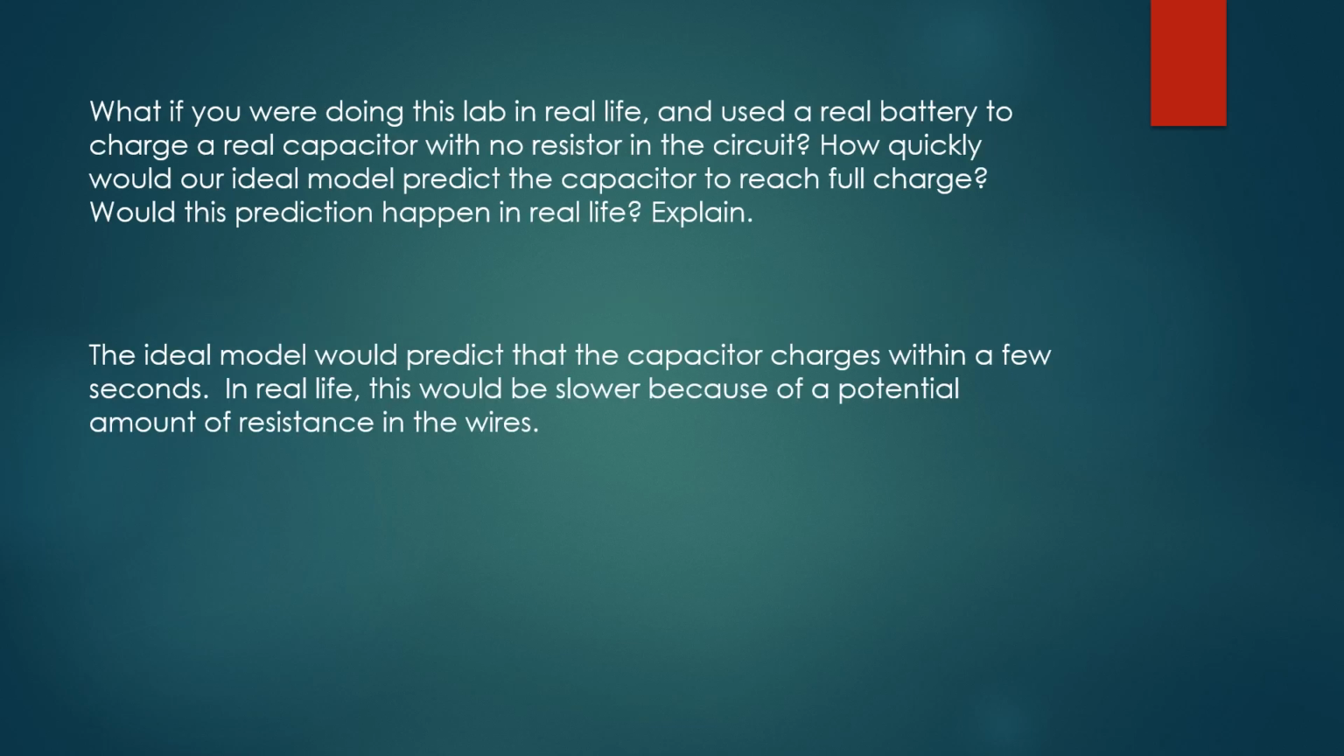Another question asked was, what if you were doing this lab in real life and used a real battery to charge a real capacitor with no resistor in the circuit? How quickly would our ideal model predict the capacitor to reach full charge? Would this prediction happen in real life? Explain. So the ideal model would predict that the capacitor charges very quickly, within a few seconds, and in real life, it would be slower because of a potential amount of resistance in the wires.